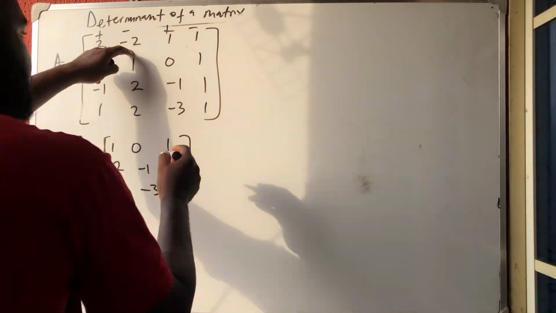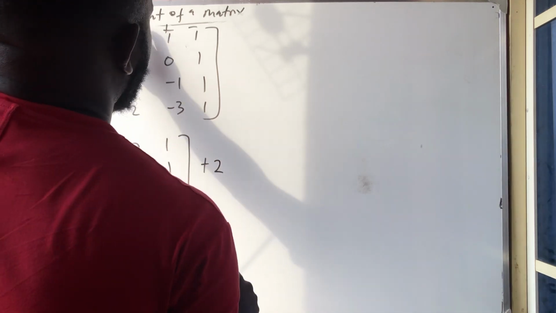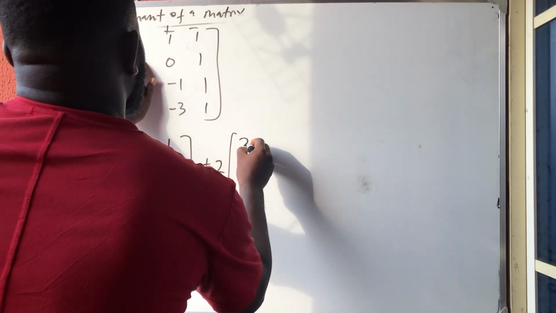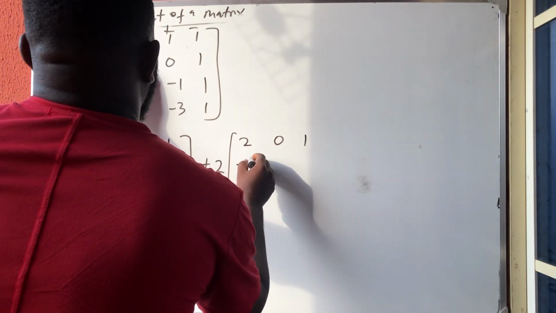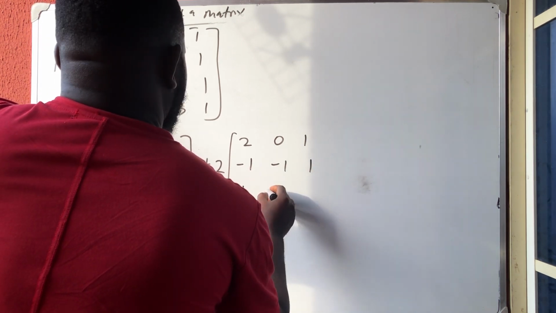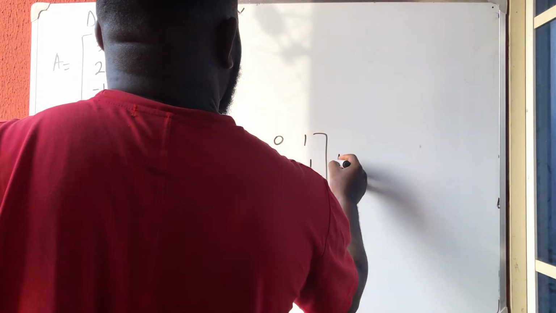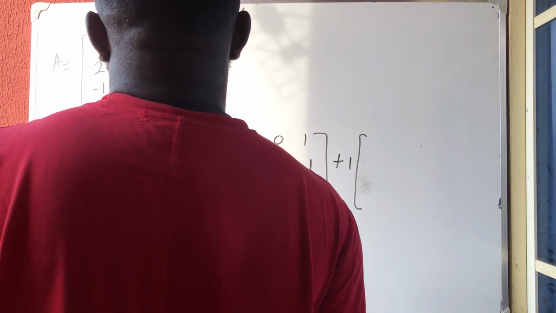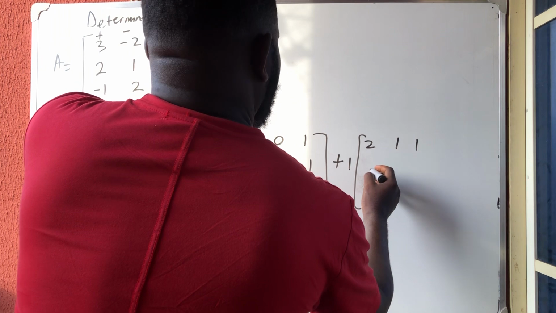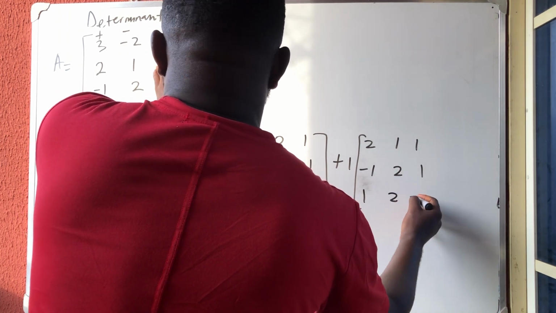Okay, the next person I'm taking is what? Minus into minus this, which is plus 2. Then if I close here, I'm left with 2 0 1, minus 1 minus 1 1, 1 minus 3 1. The next one I'm picking is plus 1. I pick plus 1, and close this place. I'm left with 2 1 2, 1 1 minus 1, 2 1 1.